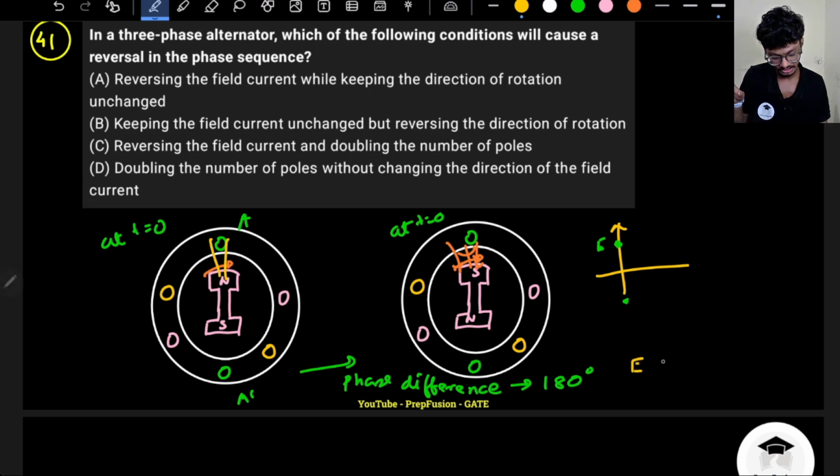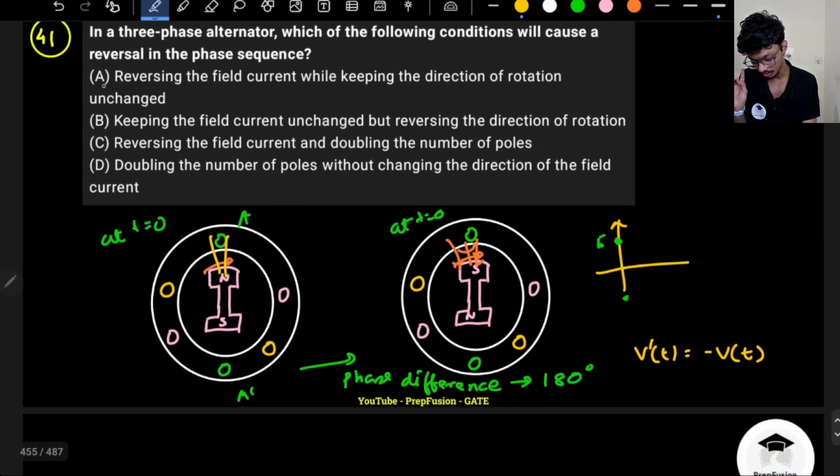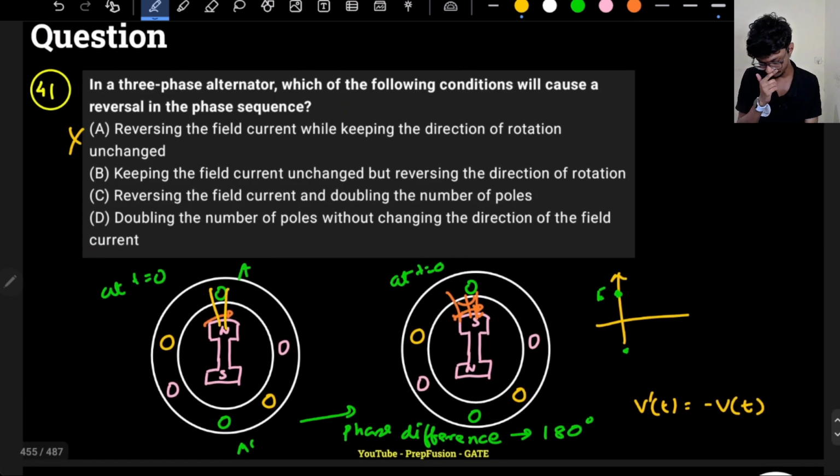Basically your voltage, if it was plus Vm sin omega t, it will be minus Vm sin omega t. So your V dash of t will be minus of V of t, but everything else will be the same. That's it. So changing north and south will not change the phase sequence.